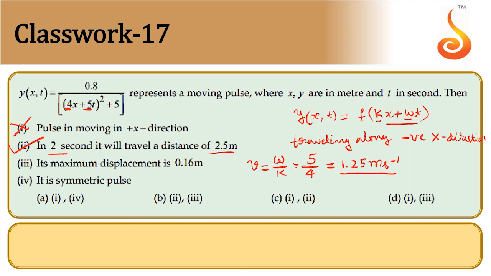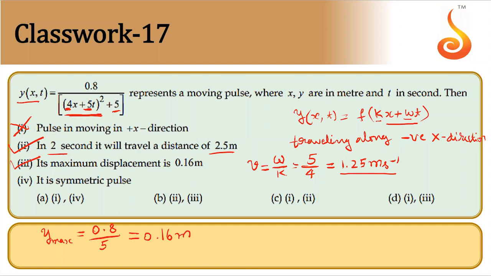Then maximum displacement. See, for y to be maximum, the denominator should be minimum. In the denominator, only x and t can be made equal to 0, right? That's the minimum value because there is a square and 5 is constant. So the maximum value will be 0.8 divided by 5, when both x and t are 0, y is maximum. So that is 0.16 meter. So 3 is also correct. Maximum displacement is 0.16 meter.